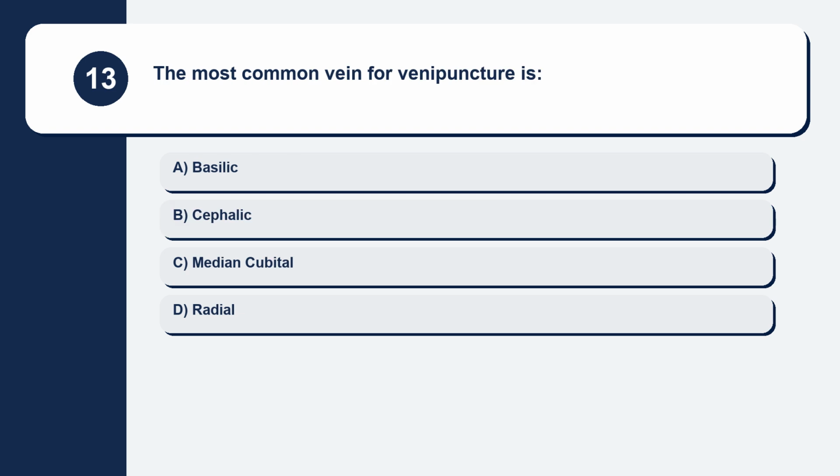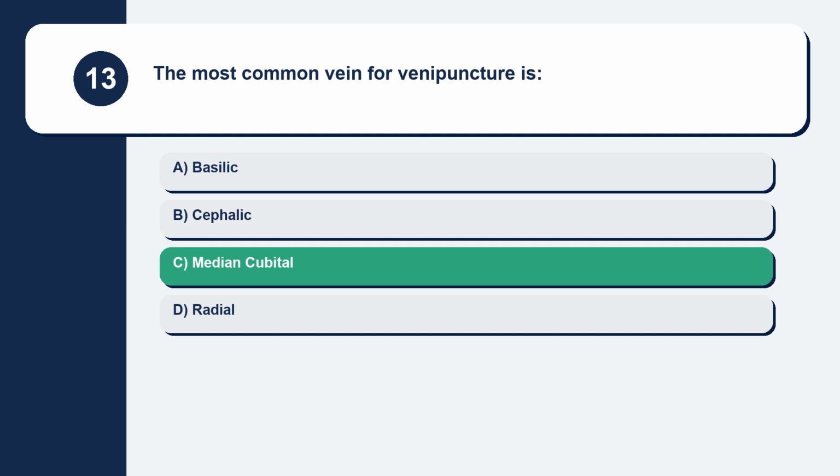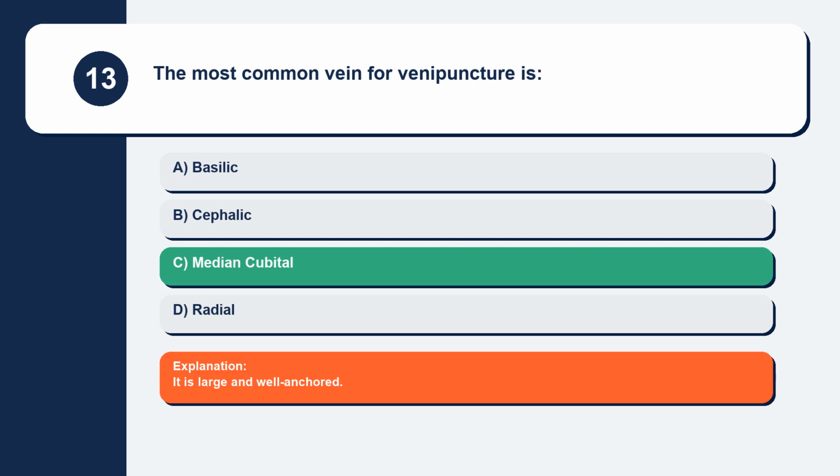Question 13. The most common vein for venipuncture is basilic, cephalic, median cubital, radial. It is large and well anchored.